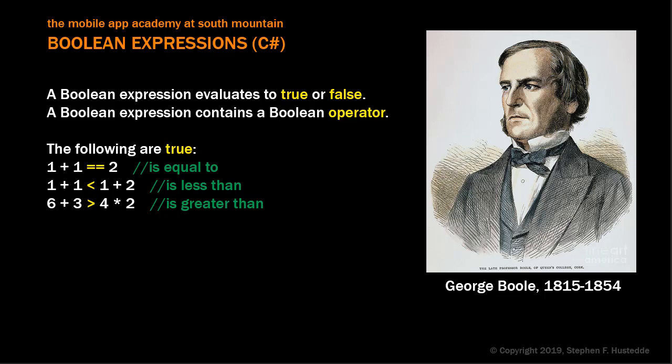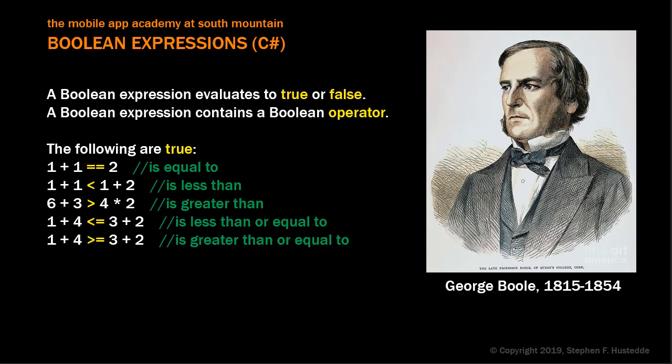That's a true expression. The fourth operator there that you see in the yellow is less than or equal to. So 1 plus 4 is 5. Is less than or equal to 3 plus 2, which is 5. 5 is not less than, but it is equal to, and it can be either one of those. In the same vein, we have a greater than or equal to. In this case, 1 plus 4 or 5 is greater than or equal to 3 plus 2, which is 5. 5 is equal to 5. It's not greater than, but it's equal to. Notice that this is an or, so it's one or the other.